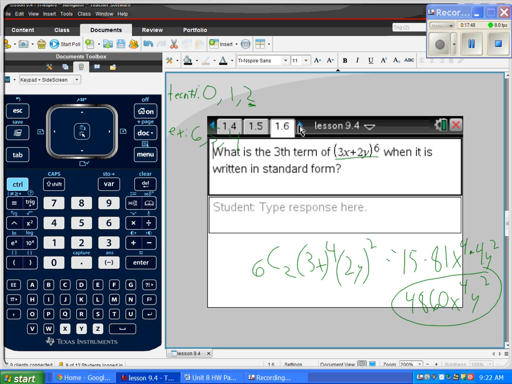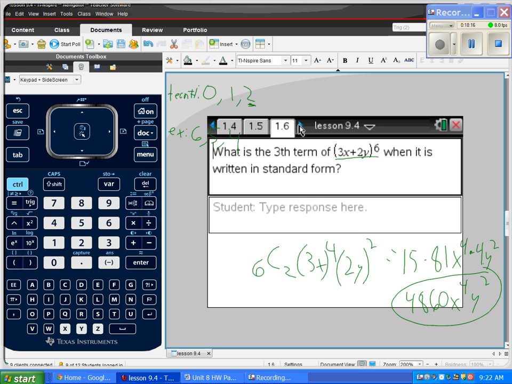So the big thing to keep in mind when they ask you for a specific term, start with your terms, count 0, 1, 2. So I always start with one less than that. If you want the third term, you're going to use a 2 here. And for your exponent, you're going to count backwards from here. So like 6, 5, 4. That's how you get this starting point. All right?